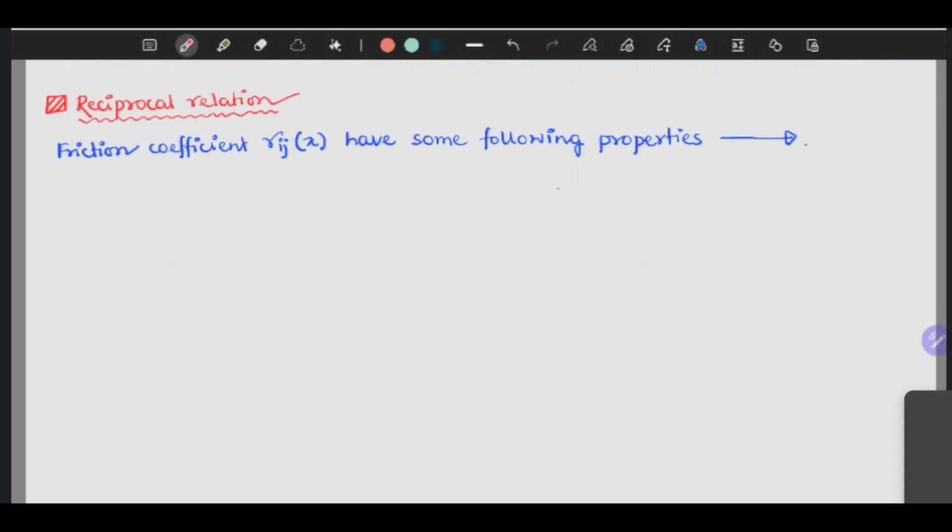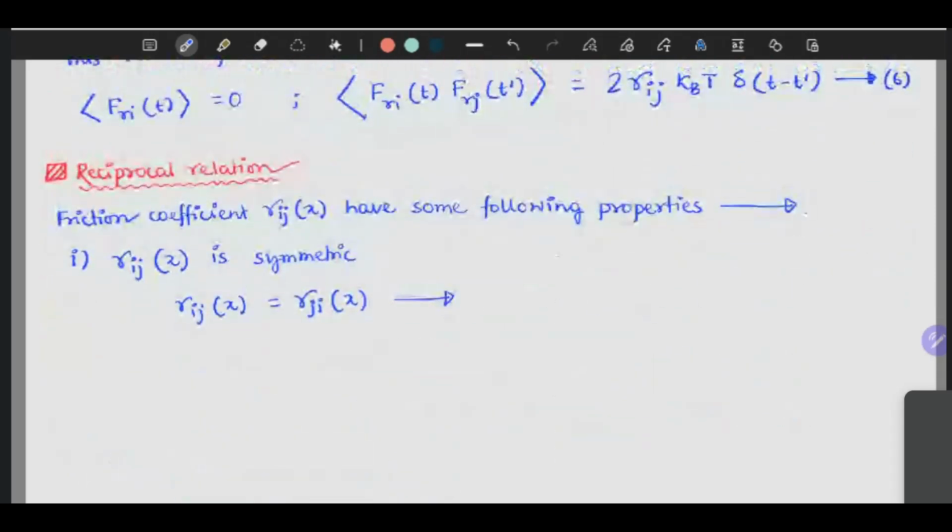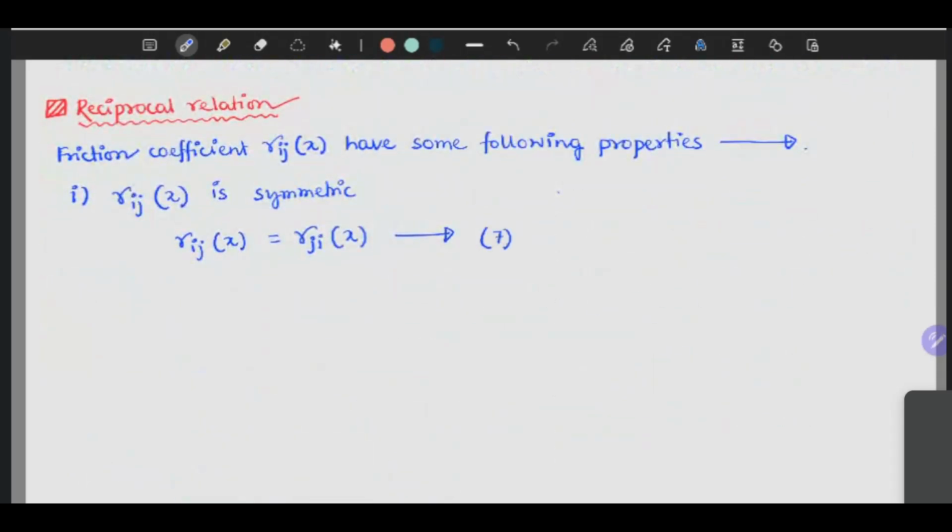Okay, so first is, gamma ij of x, this matrix, is symmetric. That means gamma ij of x is equal to gamma ji of x. So this is symmetric. Okay, first.